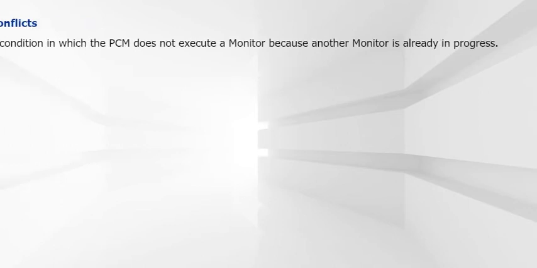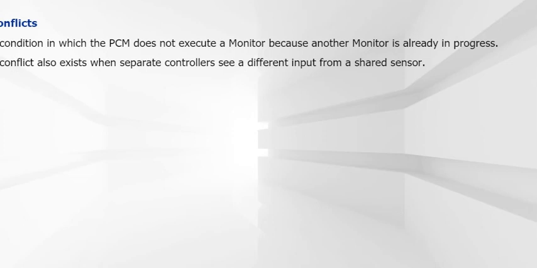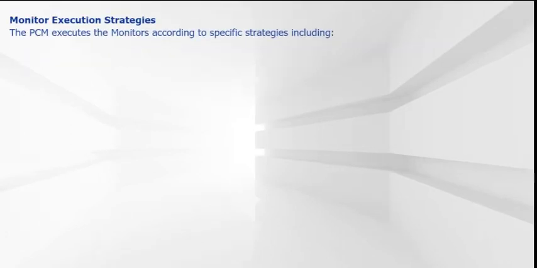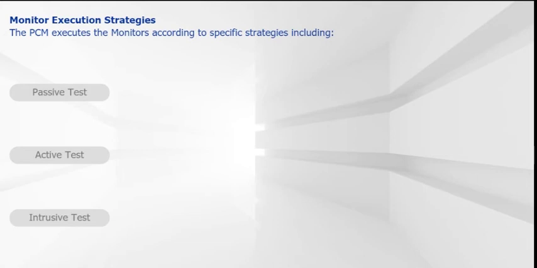A conflict exists anytime the PCM attempts to execute a given monitor while a related monitor is already in progress. A conflict also exists if separate controllers see different data concerning a shared sensor input. Checking for conflicts beforehand prevents the PCM from failing monitors incorrectly. The PCM executes the monitors according to specific strategies, including passive testing, active testing, and intrusive testing.